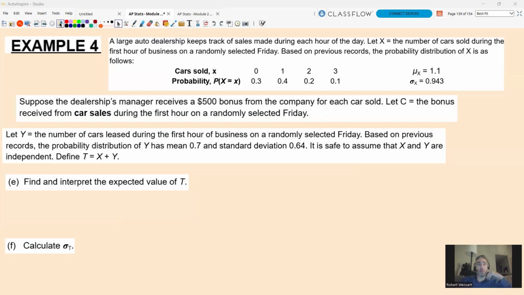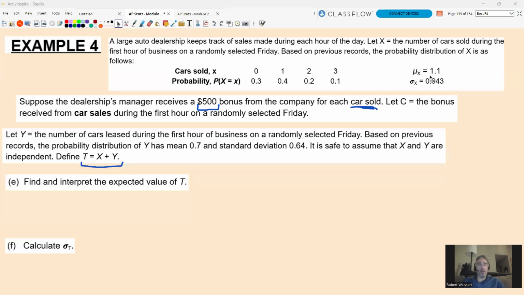So from the previous part, remember we had a $500 bonus for sales. I'm getting ahead of myself. I'm sorry. T is just going to be the number of cars leased plus the number of cars sold. So it's just add the two means.